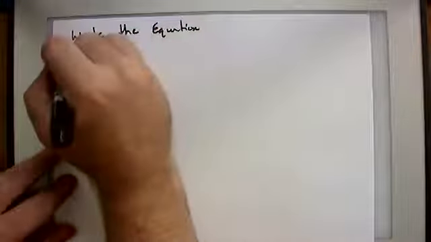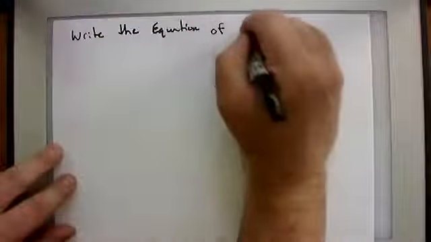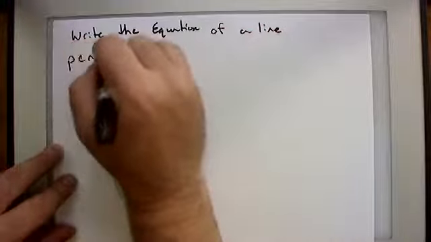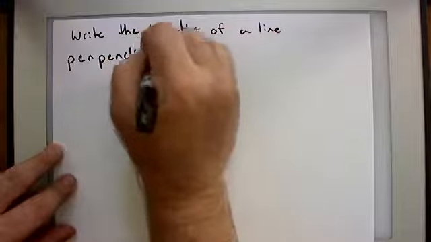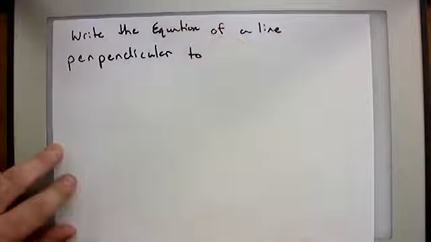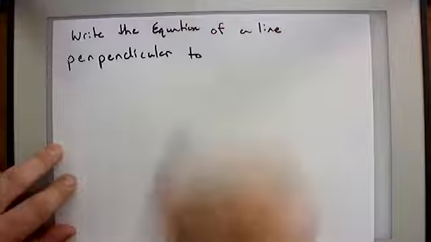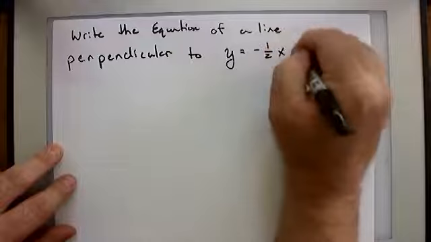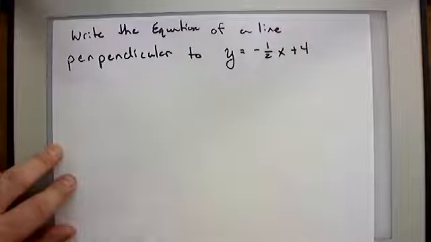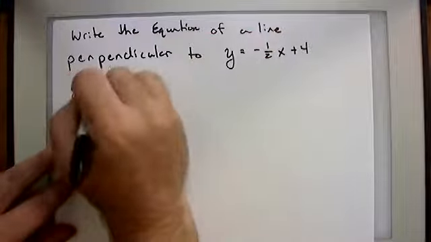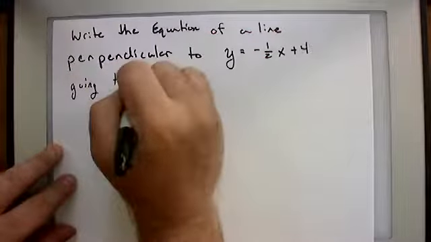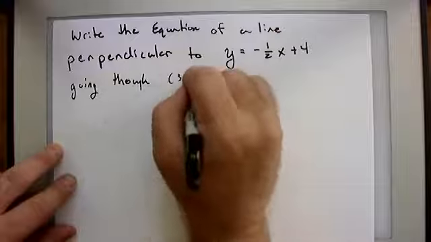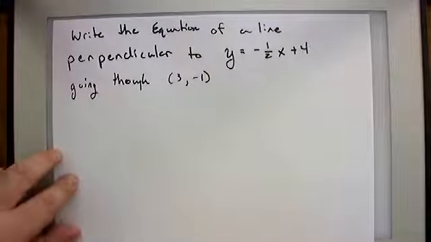Let's do perpendicular this time. So write the equation of a line perpendicular to, let's make something not super nasty, but not super easy, -1/2 x plus 4, right? Perpendicular to that and going through, passing through, whatever you want to say, going through (3, -1). Some negatives in there, some fractions in there, you know what I mean?